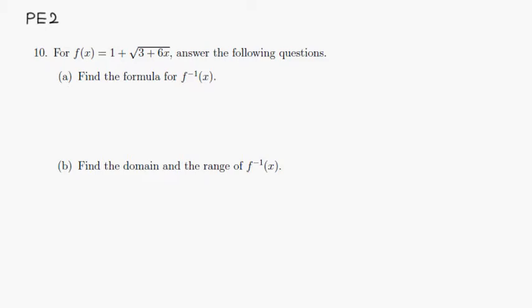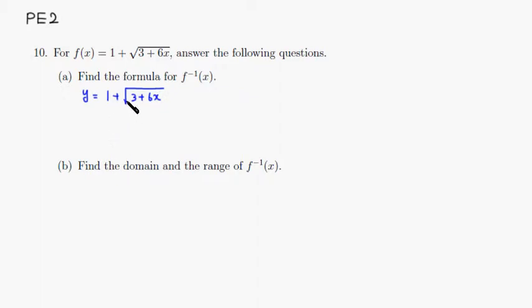Alright, let's look at practice exam 2, problem number 10. So you have this original function given, and we want to find the formula of f inverse. Alright, so let's do that. First, we're going to write it as y equals 1 plus square root of 3 plus 6x.